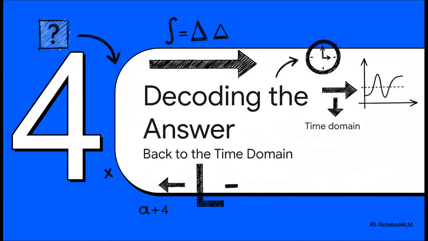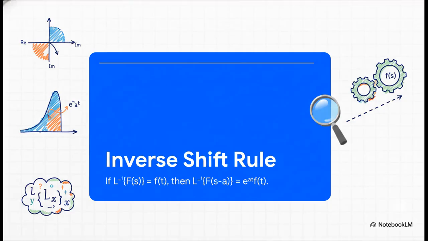Okay, so we've jumped into the s domain, we've solved our algebra problem, but we're not home yet, right? We've got this answer, but it's in a different language. We've got to bring it back to the real world, back to the time domain. So, how do we do that? Well, luckily, this is a two-way street. The rule works in reverse. If you're looking at your solution in the s domain and you see a term like s minus a sitting there, that's a huge clue.